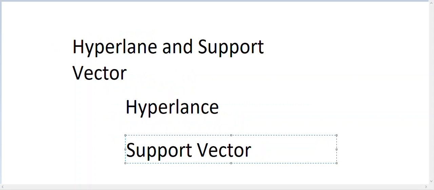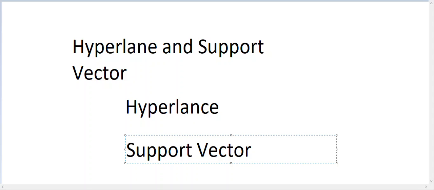Now we will see hyperplane and support vector. Hyperplane: there can be multiple decision boundaries to segregate the classes in n-dimensional space, but we need to find out the best decision boundary that helps to classify the data points. This best boundary is known as the hyperplane of SVM.